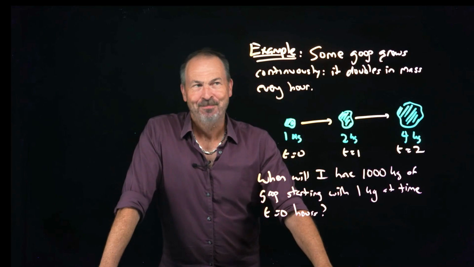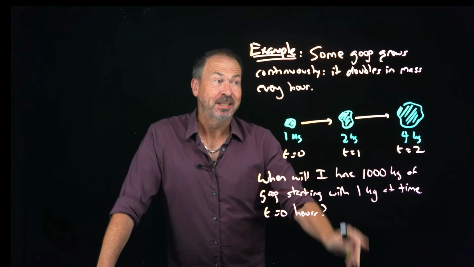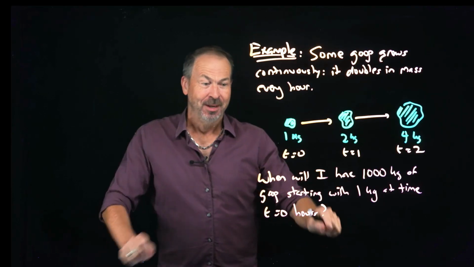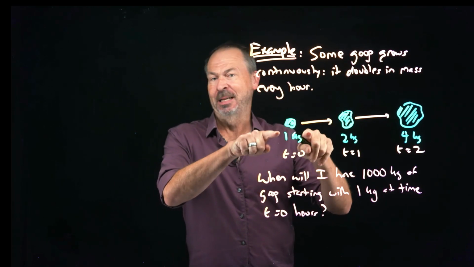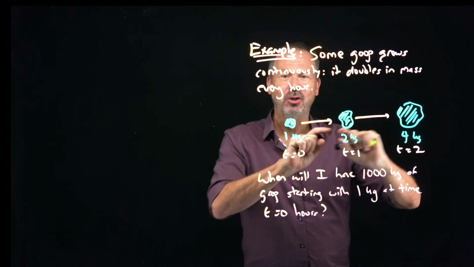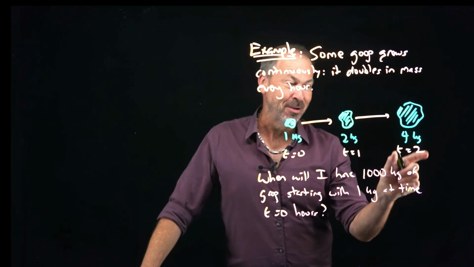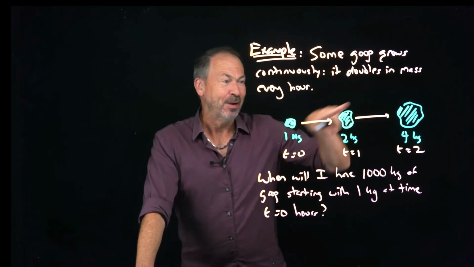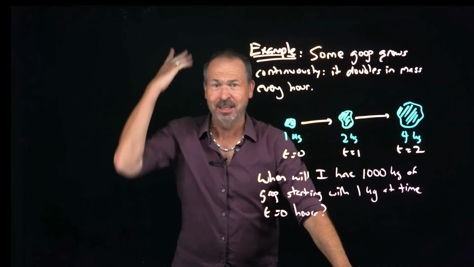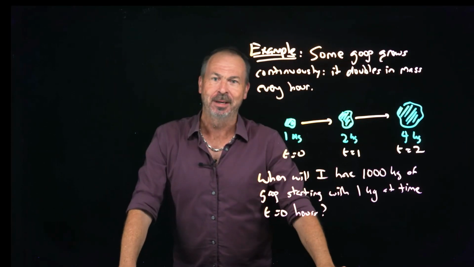Here's an example. I have some goop, and the goop is growing continuously at a rate such that it doubles in mass every hour. So at time t equals 0 hours, let's say I have 1 kilogram of mass of goop to start with. After 1 hour, I have 2 kilograms of mass, doubled. After another hour, at time t equals 2 hours, I have 4 kilograms of mass. After another hour, 8 kilograms. Another hour, I'll have 16 kilograms, and so on and so on. It's continuously growing, doubling every hour in mass.